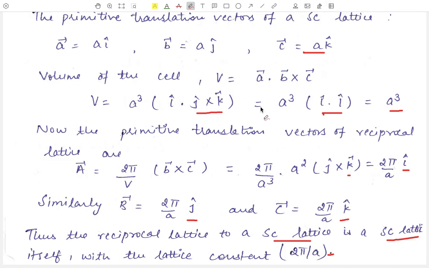Okay, this is it about the reciprocal lattices for the FCC, BCC and simple cubic lattices.